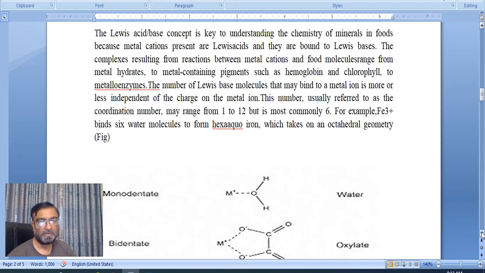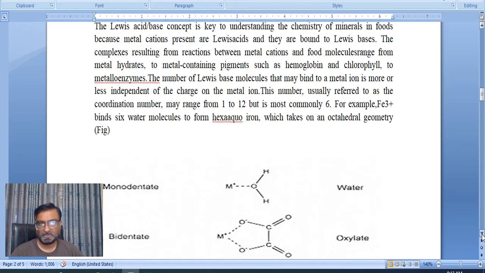It tells us how many parts of other materials the metal is combining with. In the following figure, it will be explained more. The coordination number may range from 1 to 12, and most commonly it is 6. For example, Fe3+ binds with 6 water molecules to form the hexaaqua complex, which takes on an octahedral geometry.